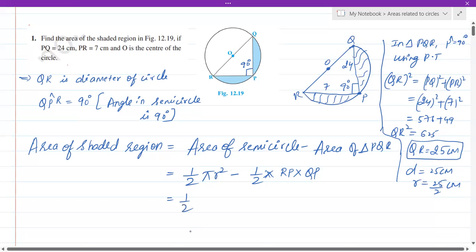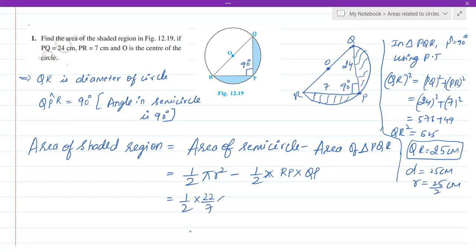So half as it is. Pi value is not given, so let's take it as 22 by 7. And r square, so it will become (25 by 2) the whole square minus 1 by 2. RP into QP. RP is nothing but PR, whose value is 7. QP is how much? 24. QP is nothing but PQ.